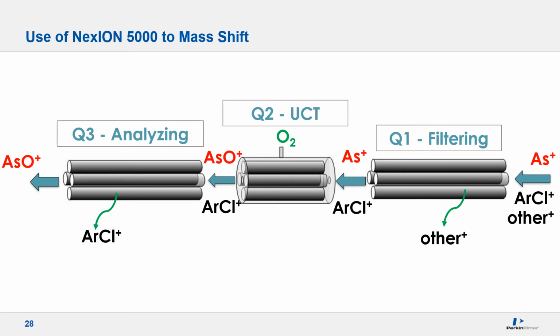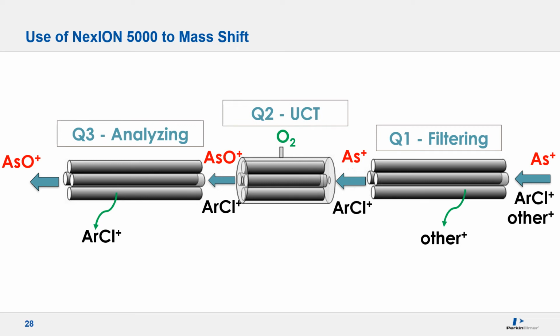However, all of these elements form oxides easily and can be mass shifted using the NexION 5000. On this slide, we will use arsenic as an example, where arsenic is interfered with by argon chloride, as they have the same mass. These will both then pass through the Q1 filtering system at the front of the ICP-MS. All other elements will be rejected.